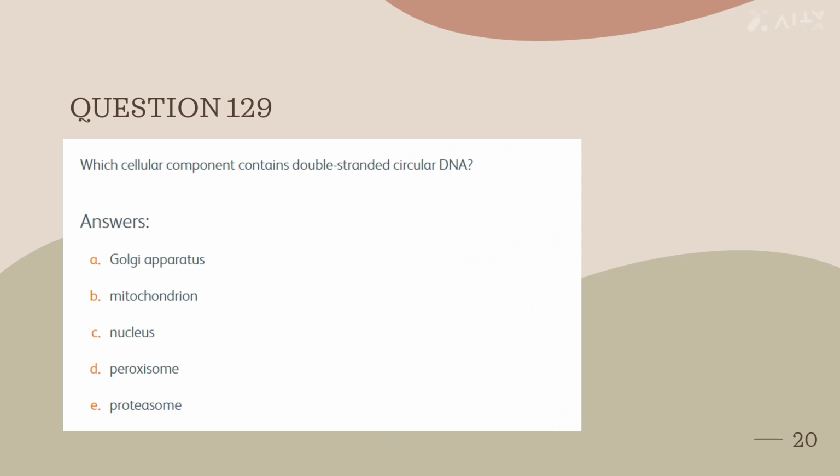Next question, which cellular component contains double-stranded circular DNA? It's a fact-based question. It's mitochondrial. I'll talk a bit about mitochondrial inheritance. There are some diseases which follow a mitochondrial inheritance pattern. So you receive mitochondria only from your mother, okay? Not from father. Father only transfers the genetic material.